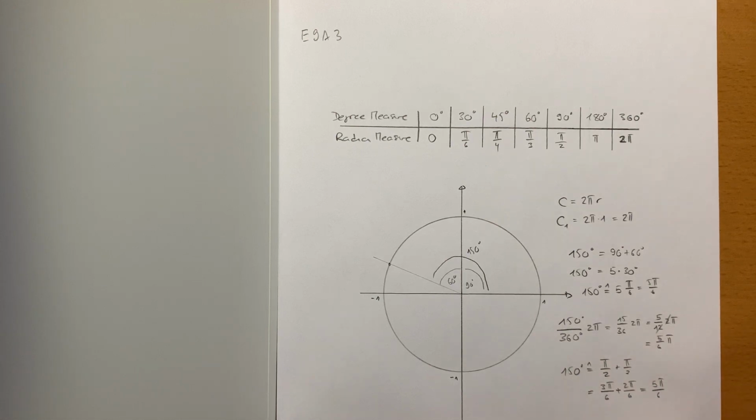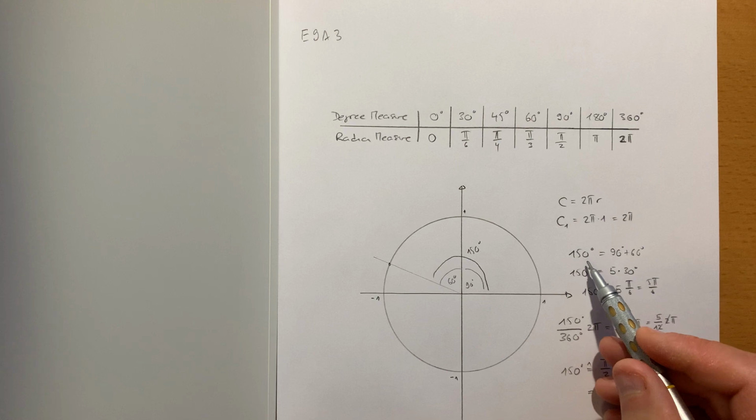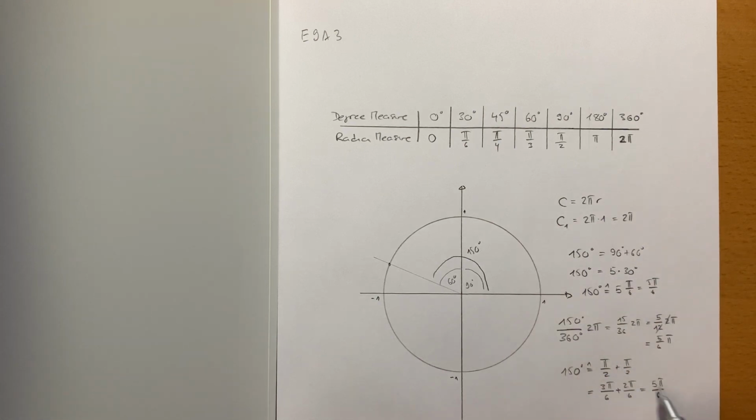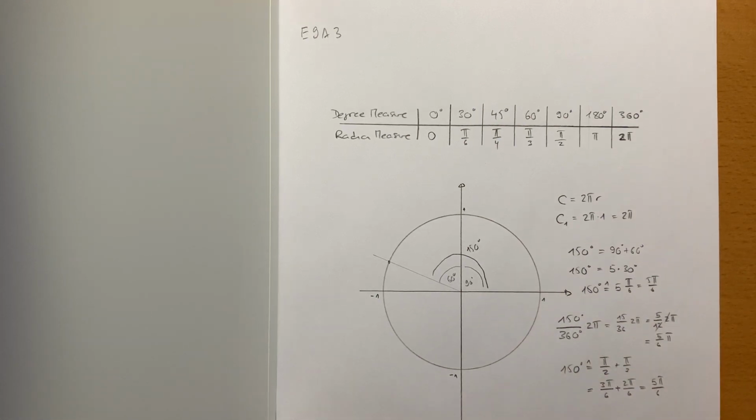Well, the easiest way to convert it, in my opinion, is to look at 150 is 5 times 30 degrees, 5 times pi over 6, so it's 5 pi over 6. That's one way of doing it. Another way, if you don't want to think about that, you just take 150 360ths, and then you simplify the fraction. Or you say 150 is 90 plus 60 degrees, and then you work it out like that.